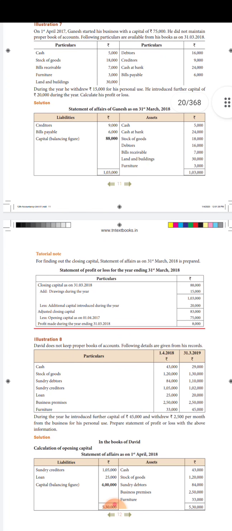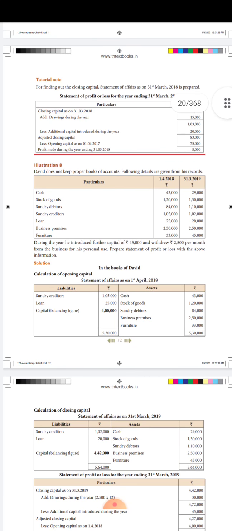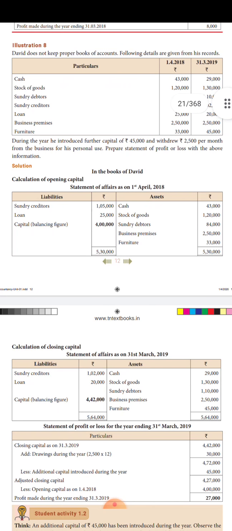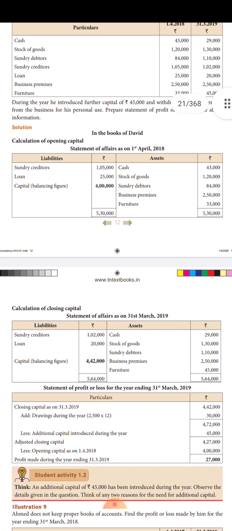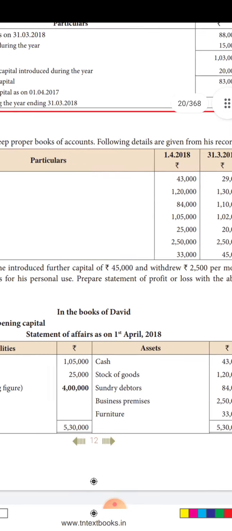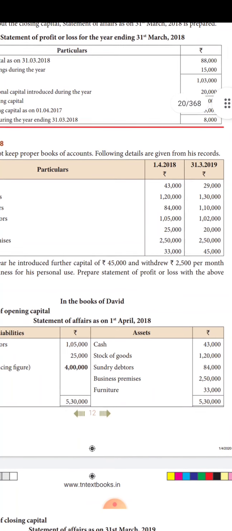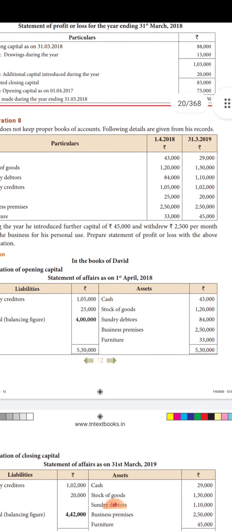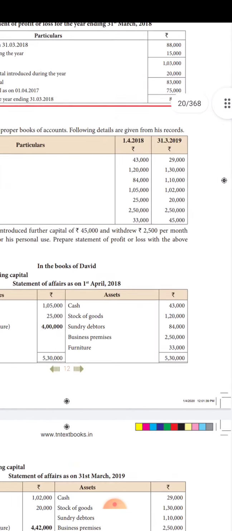So the same only in the 7th sum. So 6th sum, 7th sum, already we discussed in the class itself. So you just understand this and solve the sum. 8th sum also, statement of affairs. 2 statements of affairs are there. Calculation of opening capital. That means you have to take only the opening balances, April 1st balances. In closing capital, 31st March's details you have to take.